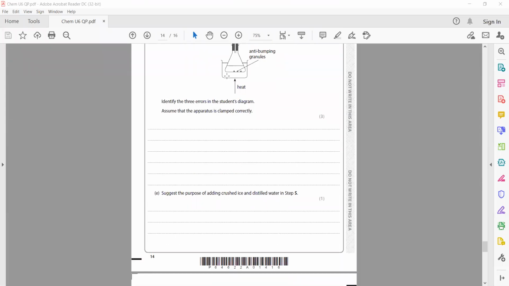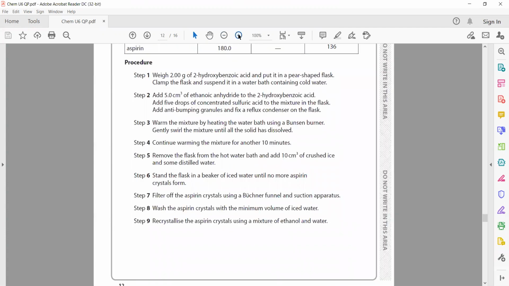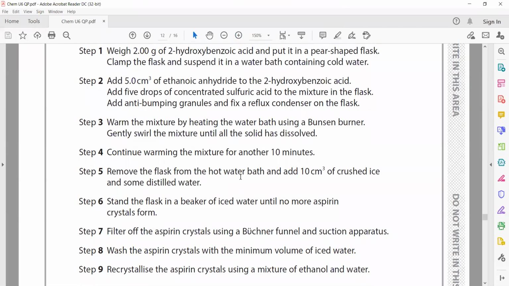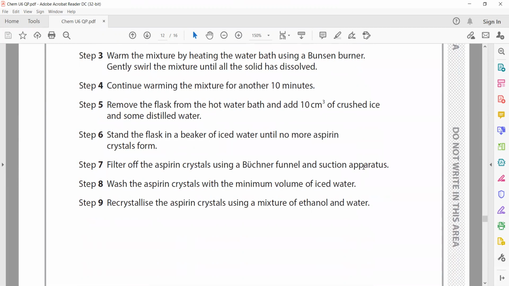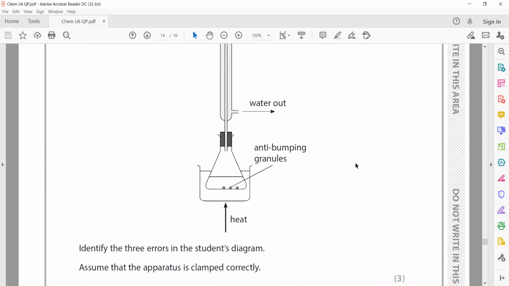Suggest the purpose of adding crushed ice and distilled water in step 5. So what is the reason why? Basically, what we are doing is removing the excess ethanoic acid anhydride. That is the main purpose. You can see step 5: remove the flask from the hot water bath and add 10 cm cube of crushed ice and some distilled water. So the main purpose of this is to remove ethanoic acid anhydride, because that is in excess.